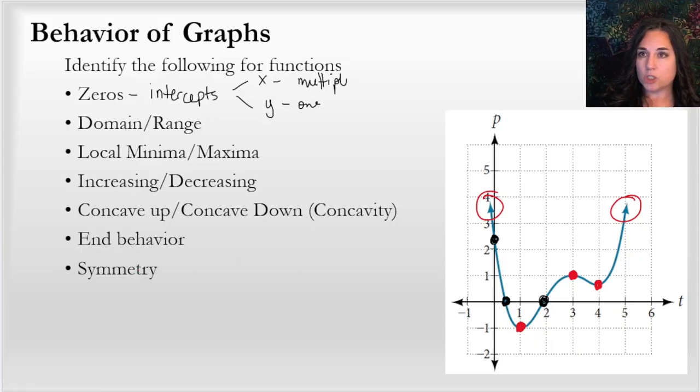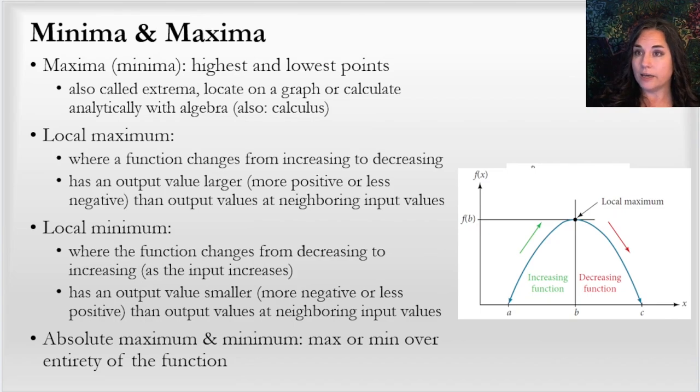We can see regions where it's increasing or decreasing. We can figure out if it's concave up or concave down. We can figure out end behavior. End behavior is what's happening at the ends of this function, and symmetry. So let me cover these ones that I haven't gotten to yet. Minima and maxima, again, to me, the meaning is in the word. The highest and lowest points, minima and maxima, highest and lowest points. I mentioned these words before.